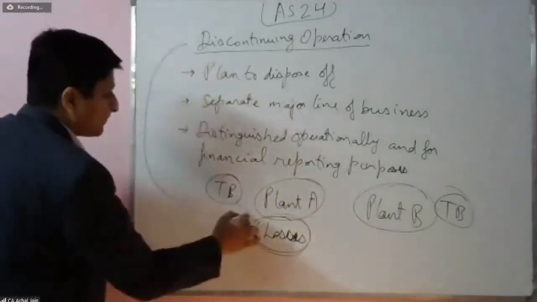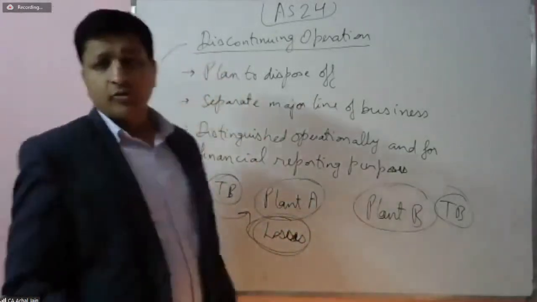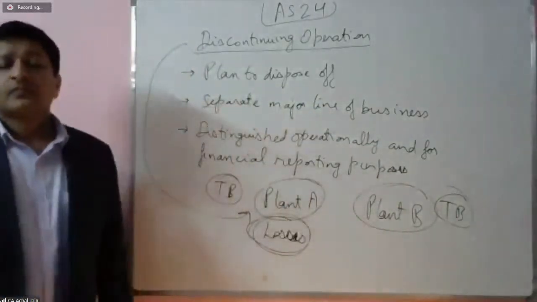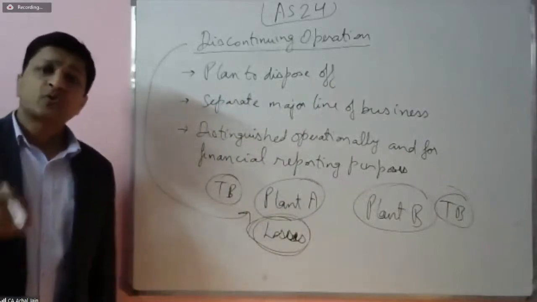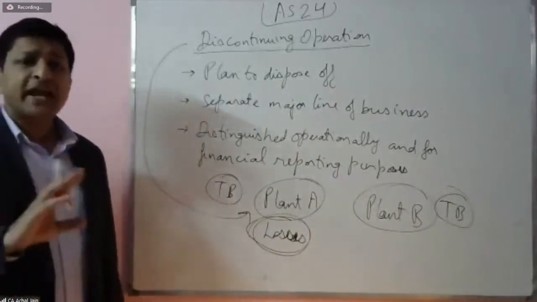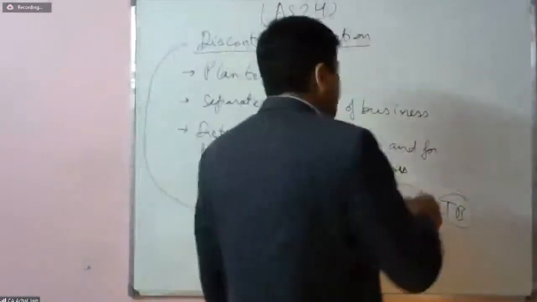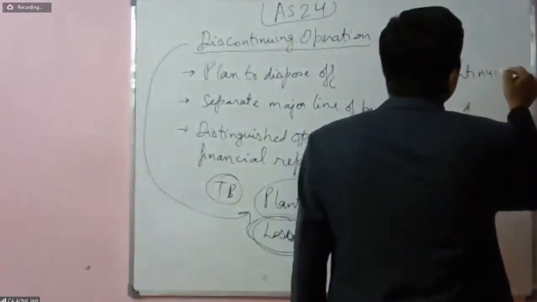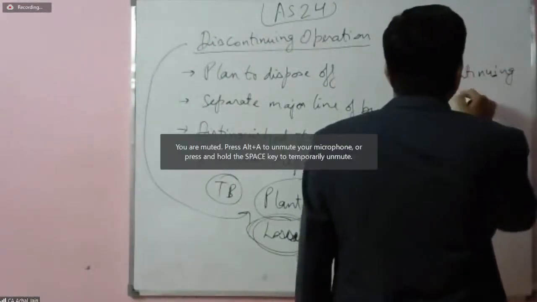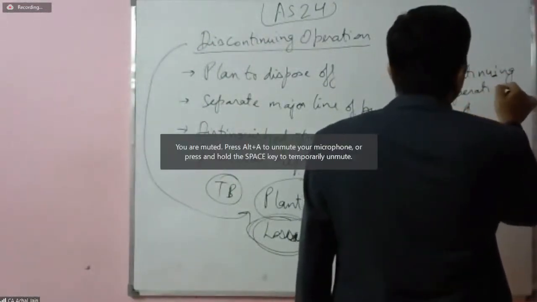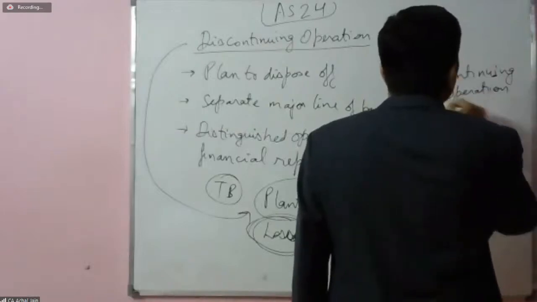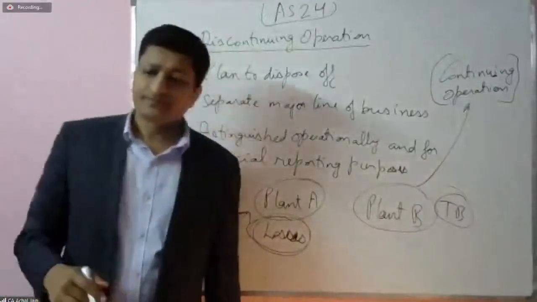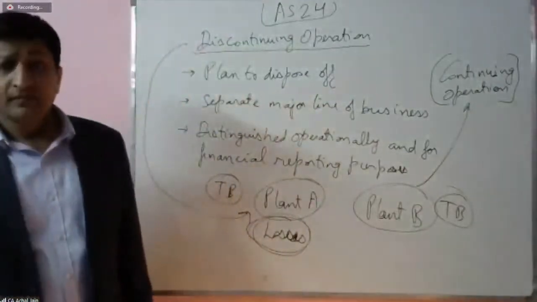So you can say this will become discontinuing operation. And the other line of business with which the company plans to continue, the company doesn't plan to dispose it off, will be called continuing operation.